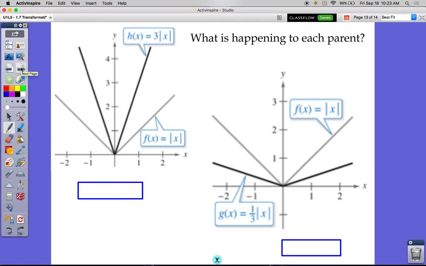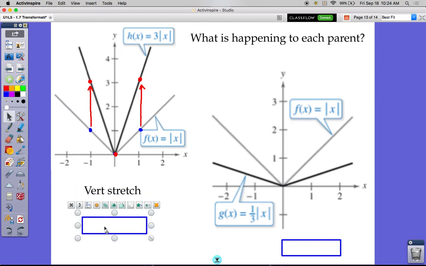Take a look at a couple of these here. What is happening to each parent function? Look at the first one, the absolute value of x, the parent function. We put a 3 on the outside. It looks like I took my points (0, 0), (1, 1), and (negative 1, 1), and I took each one of those and pulled it upwards. It's like I took the blue and said, I'm going to stretch this upwards. Same thing here, I'm going to stretch this upwards. It is a vertical stretch.